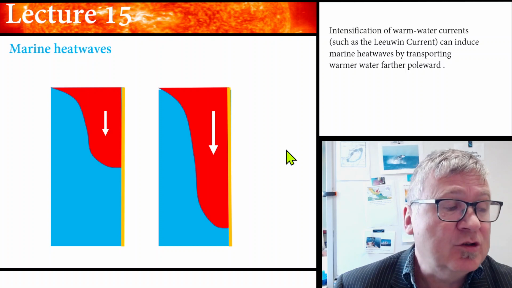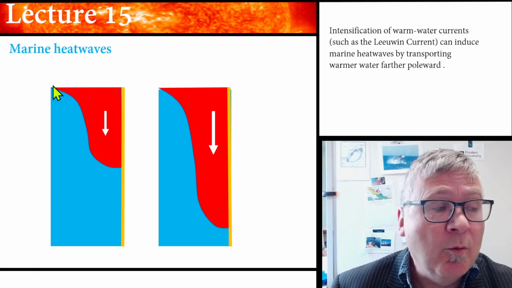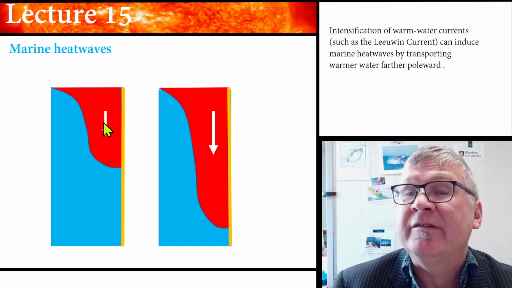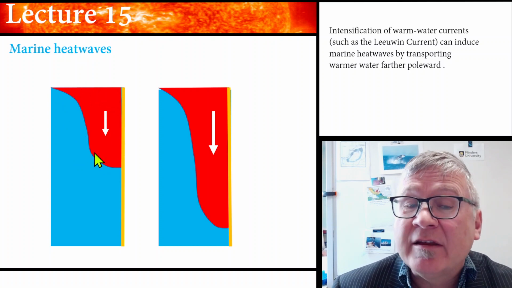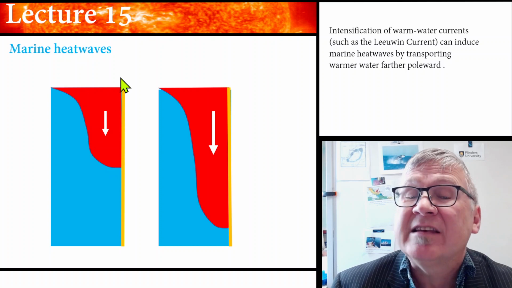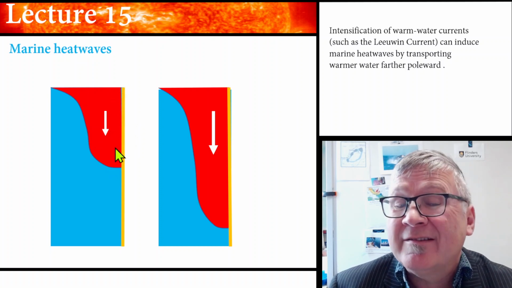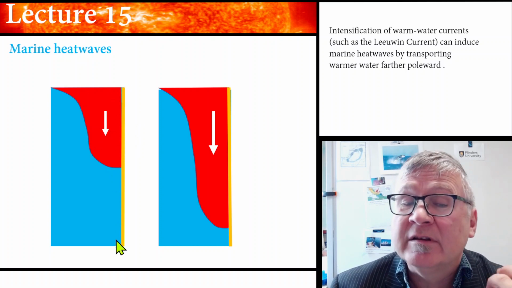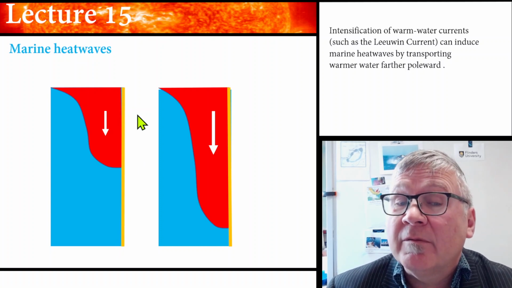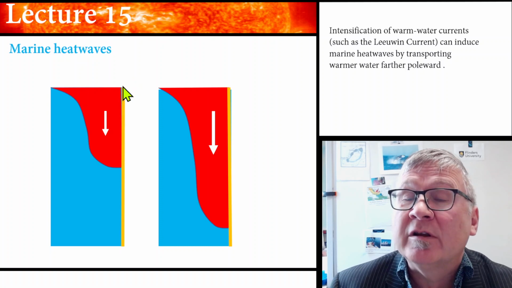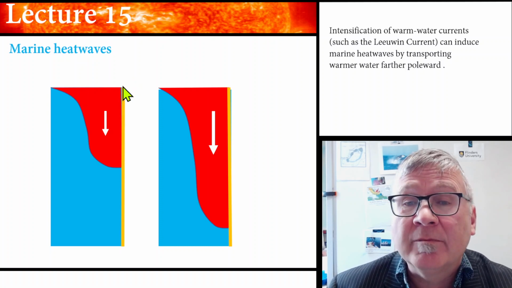So here's one example shown here: a warm water current. Temperature is illustrated in terms of colors. The red shading is for the warm water, flowing southward along the west coast of a continent. That's an example of the Leeuwin Current moving southward along the west coast of Australia.